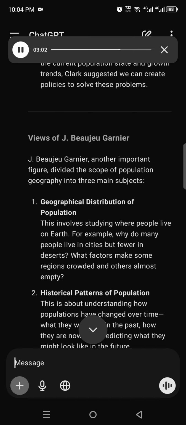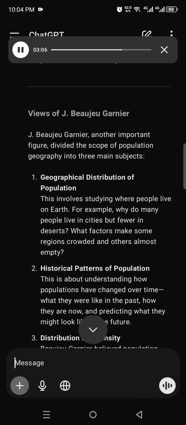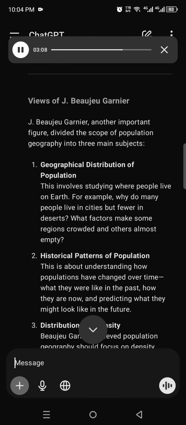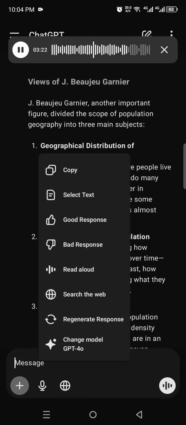Vieux Bojo Garnier, another important figure, divided the scope of population geography into three main subjects. 1. Geographical distribution of population. This involves studying where people live on Earth. For example, why do many people live in cities, but fewer in deserts? What factors make some regions crowded and others almost empty?